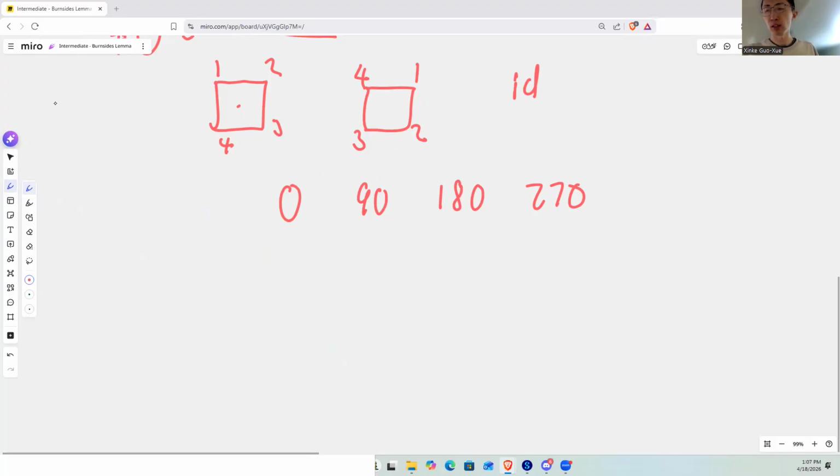For the identity, each corner can either be blue or red, so there are 2 to the fourth squares fixed by the identity. In a 90-degree rotation, 1 goes to 2, 2 goes to 3, 3 goes to 4, 4 goes to 1. So whatever color 1 is, that has to be the color of everything. So there's just 2. One can either be red or blue, and that applies for all the vertices.